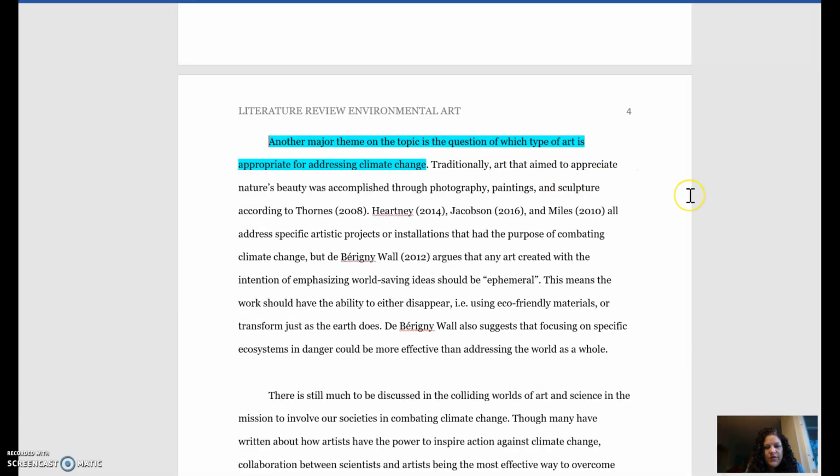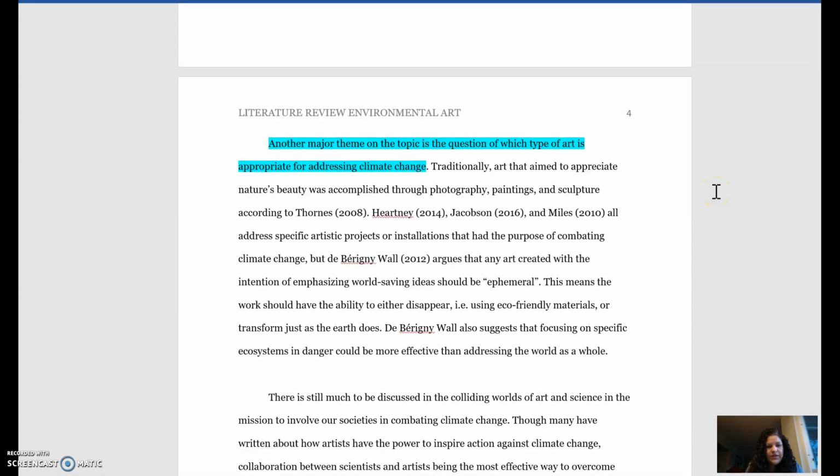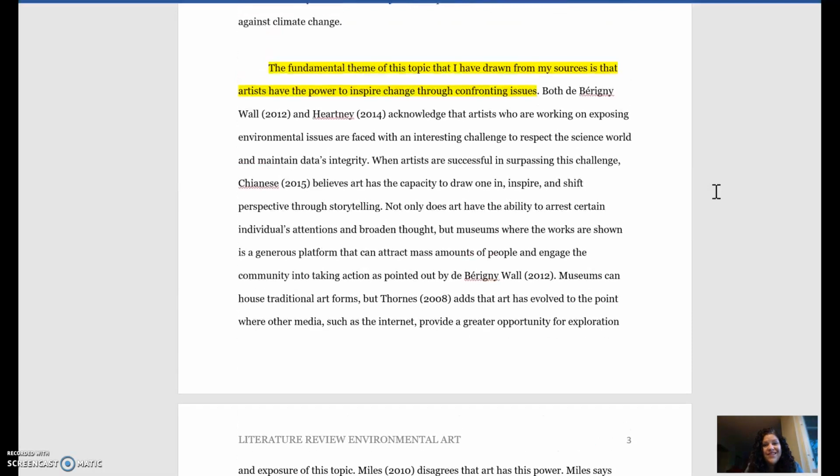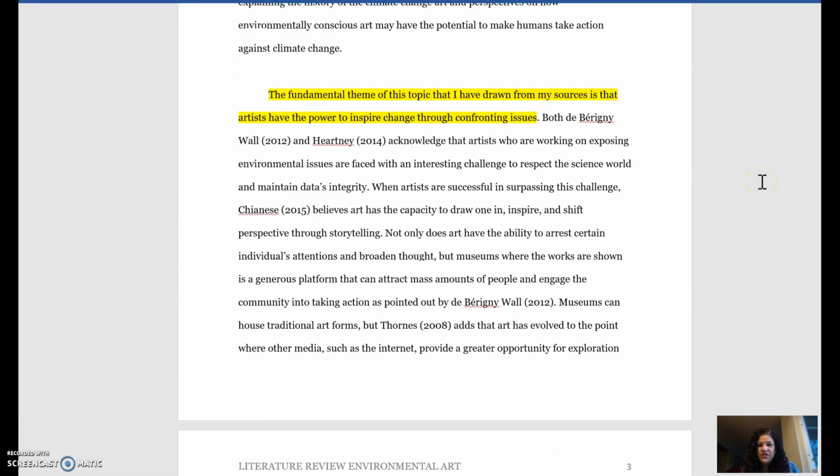And it does. Another major theme on the topic is the question of which type of art is appropriate for addressing climate change. So that is perfect. The next thing I'm going to do is look for the synthesis. To have synthesis, you must have 2 things. You must have more than one source. You have to have at least 2 sources. And you also must have the linking word that shows us how that source relates to the next source.